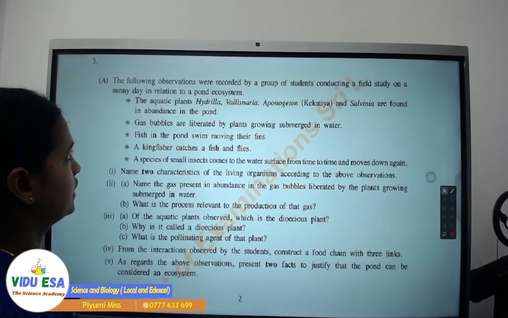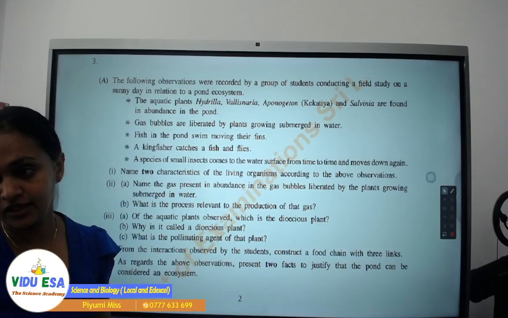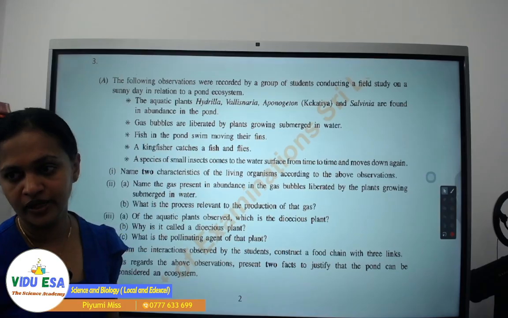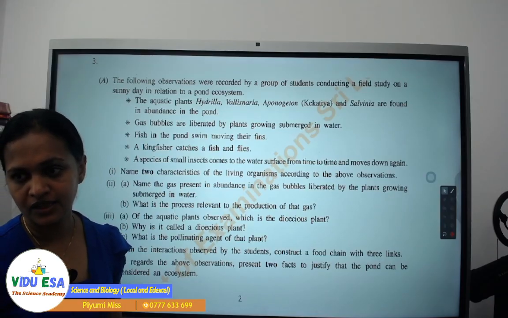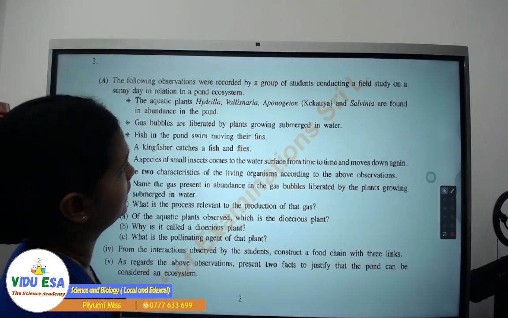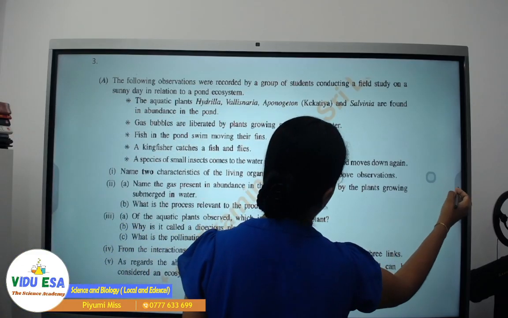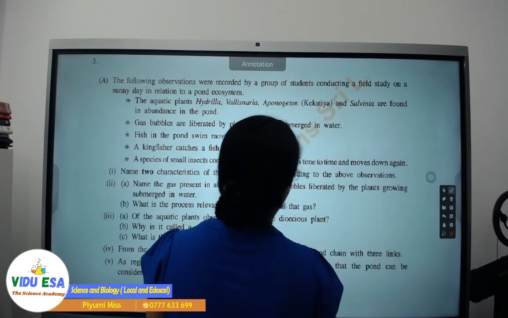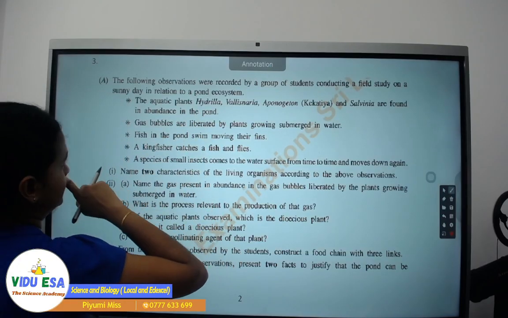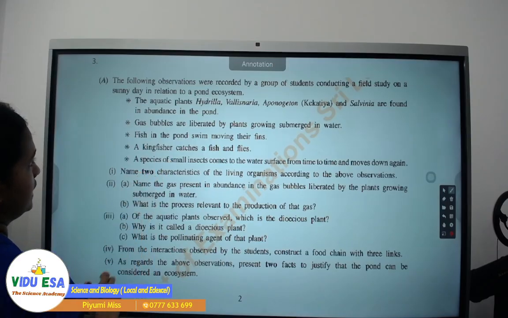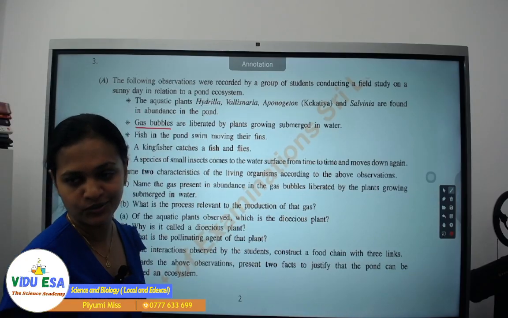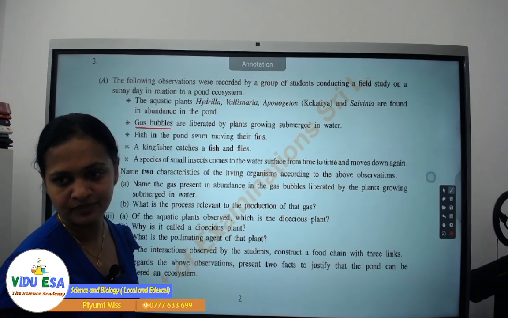Following observations were recorded by a group of students conducting a field study on a sunny day in relation to a pond ecosystem. The aquatic plants Hydrilla, Vallisneria, Aponogeton and Salvinia are found in abundance in the pond. Gas bubbles are liberated by plants growing submerged in water. That means you know that photosynthesis takes place, right?